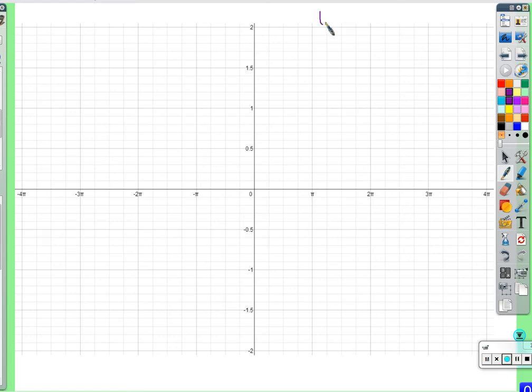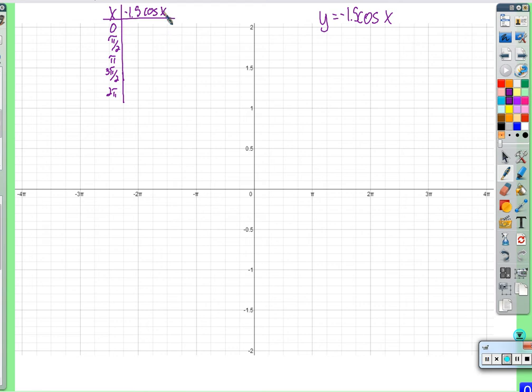Alright, so I want you to graph, actually I'm going to use the cosine of x, and I want you to do negative 1.5 times cosine of x. Get yourself a little table. Not too hard. All right, get my table started here. And let's go. Cosine of x.